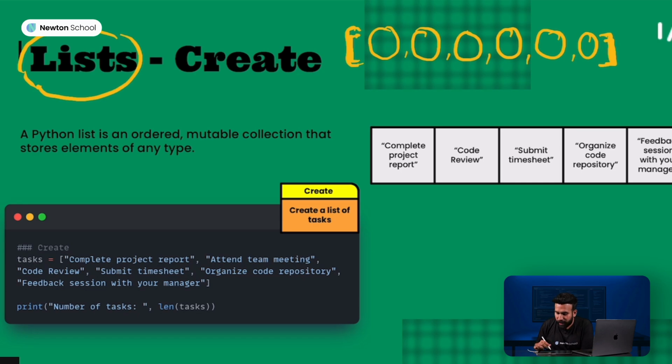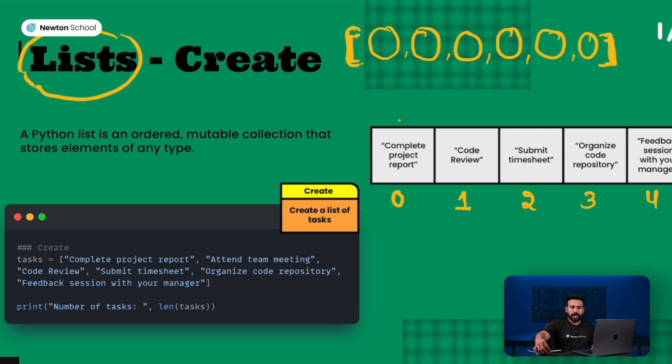So in this case, let's say if I have 5 tasks to do, I have stored complete project task as the first element, code review as the second element, and so on and so forth, right? But hey, the positioning index in Python starts from what? 0, correct? So this is at my position 0, this is at my position 1, this is at my position 2, 3, 4, and so on and so forth, correct? I hope you're able to understand.